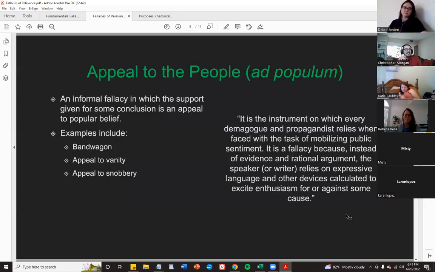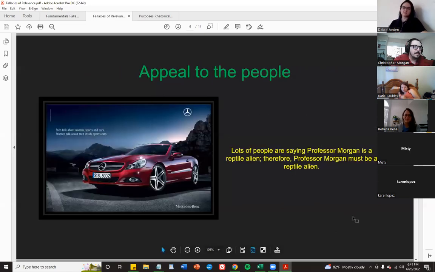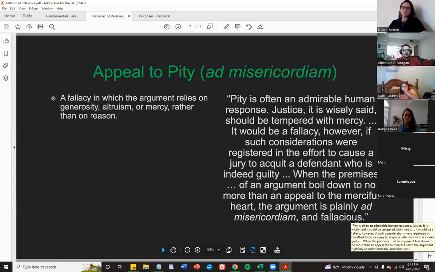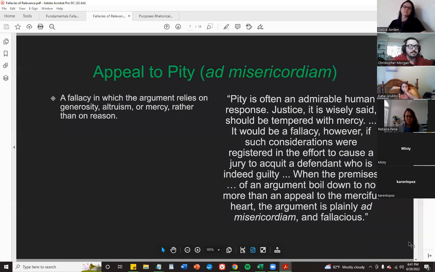Oh, I went backwards. The appeal to pity, ad misericordiam. Sometimes I'll put the Latin name for these at the end. Sometimes people who are really pedantic only refer to these by their Latin names. But we all speak English, so there's that. And it's also 2022, nobody speaks Latin. This is a fallacy in which the argument relies on generosity, altruism, or mercy rather than reason, right?